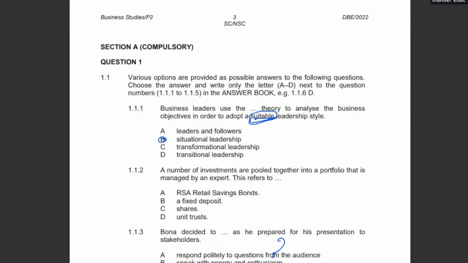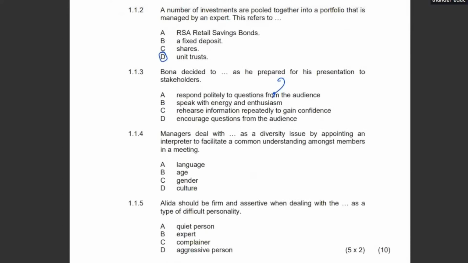Okay, right. So now let's move on to 1.1.2. 1.1.2 reads as follows. A number of investments are pulled together into a portfolio that is managed by an expert. This refers to what we call unit trust. Okay, right. So now, moving on to the next question. Next question, we have 1.1.3. So now 1.1.3 reads as follows.